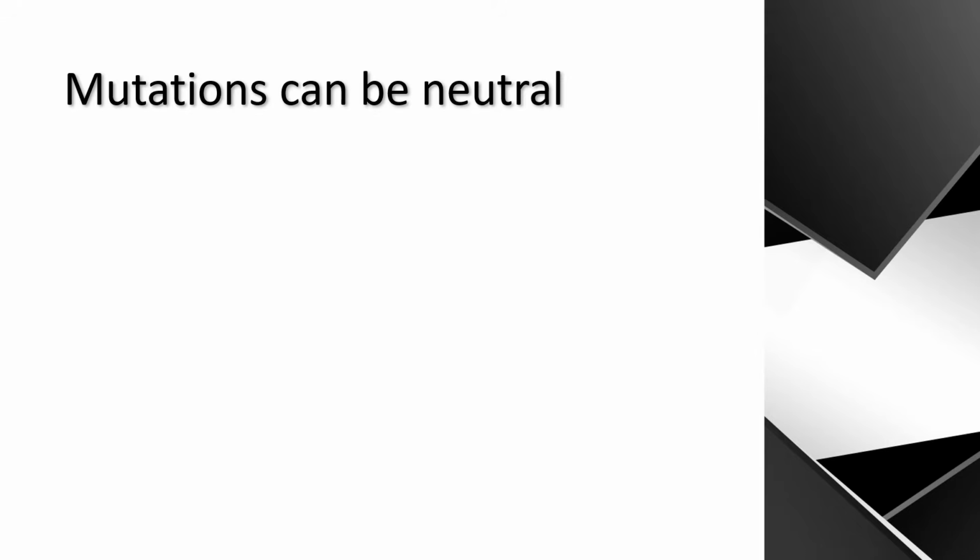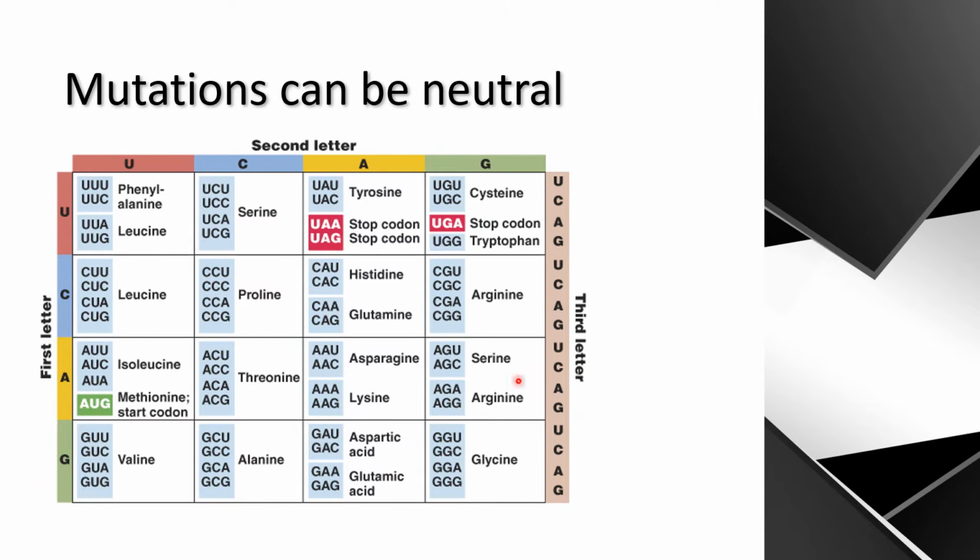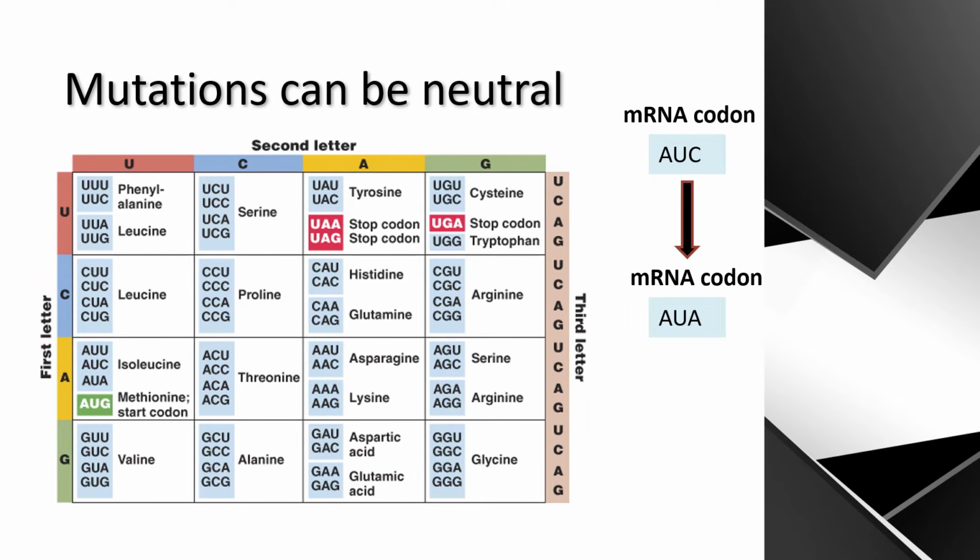Mutations can be neutral. We have here the genetic code table. It contains the 20 amino acids as well as its codon. Say for instance, the mRNA codon that we have is AUC. After mutation, the mRNA codon became AUA.